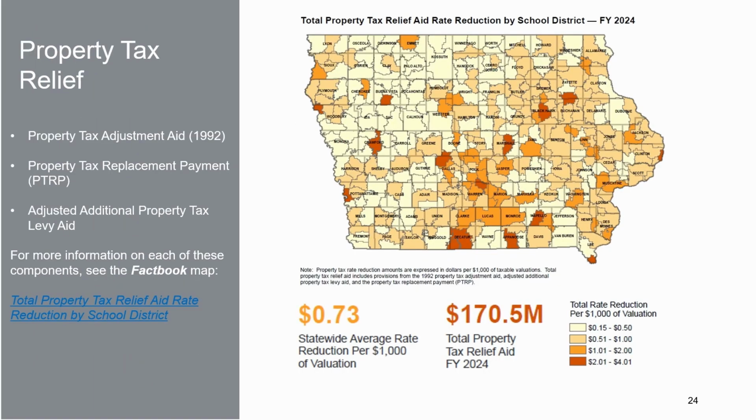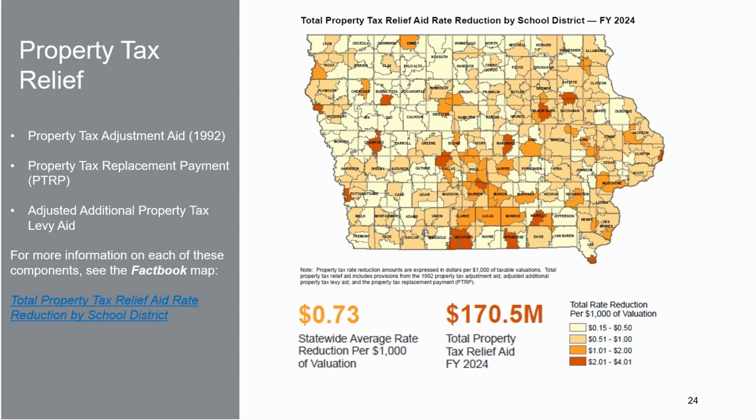Page 24, Property Tax Relief. Property Tax Adjustment Aid 1992 provides an estimated $6.8 million for fiscal year 2024. The Property Tax Replacement Payment, PTRP, provides an estimated $114.8 million for fiscal year 2024. Adjusted Additional Property Tax Levy Aid provides an estimated $49.3 million for fiscal year 2024.